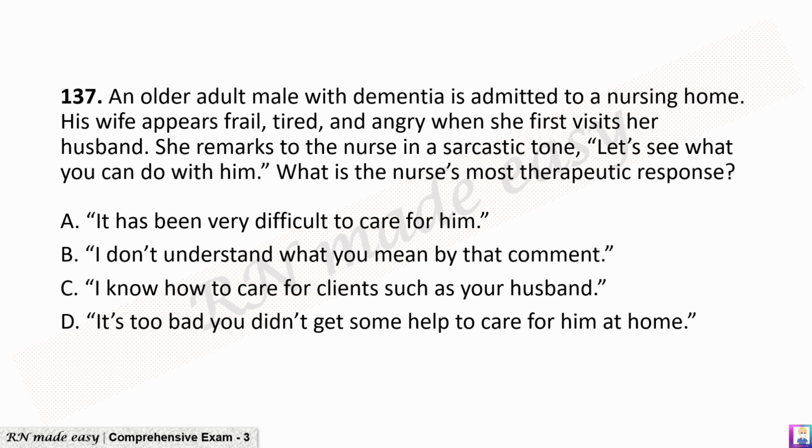Question 137. An older adult male with dementia is admitted to a nursing home. His wife appears frail, tired, and angry when she first visits her husband. She remarks to the nurse in a sarcastic tone, "Let's see what you can do with him." What is the nurse's most therapeutic response? A. It has been very difficult to care for him. B. I don't understand what you mean by that comment. C. I know how to care for clients such as your husband. D. It's too bad you didn't get some help to care for him at home.